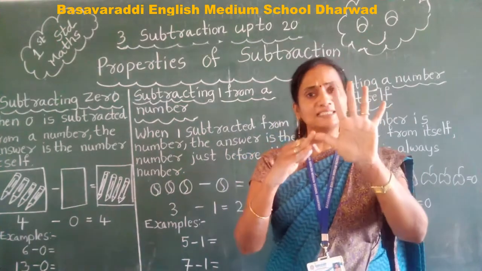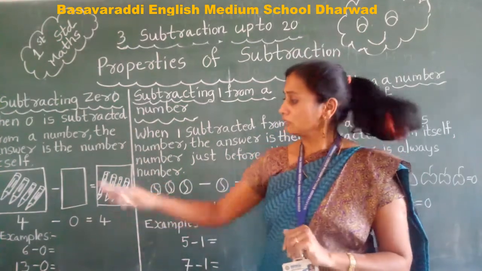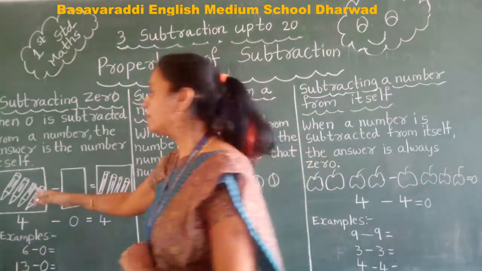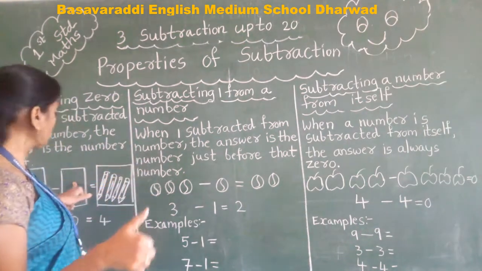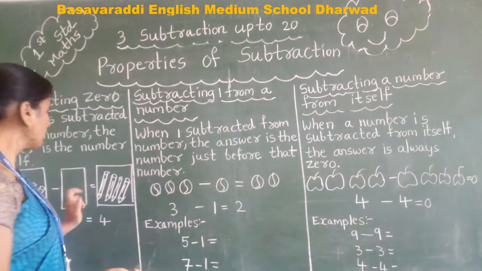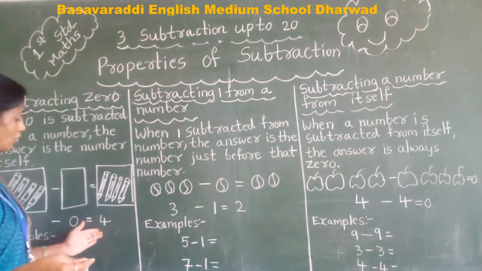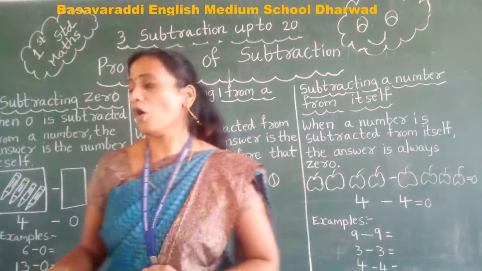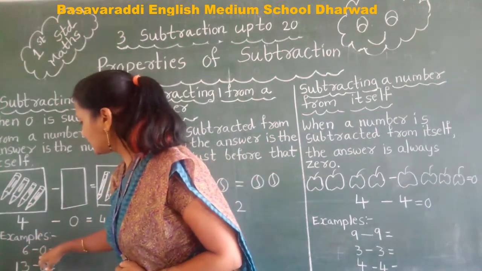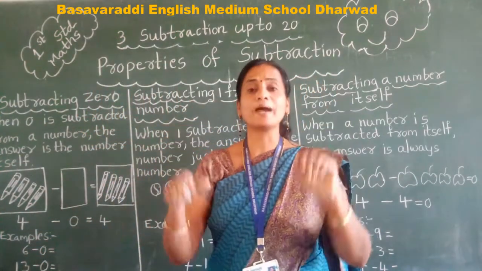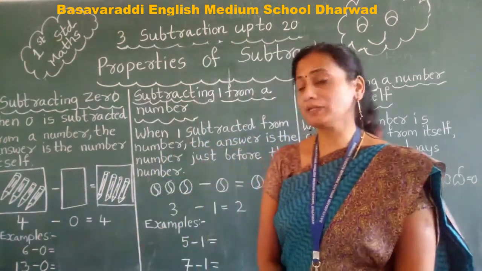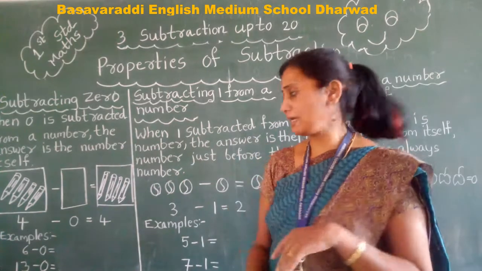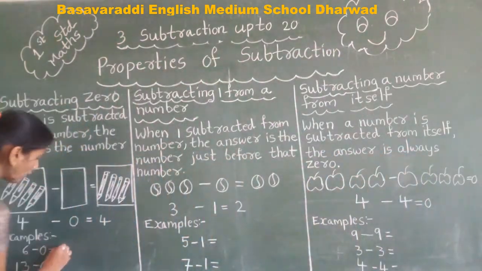The number itself. Let us see here. There are 4 pencils. How many pencils? 1, 2, 3, 4. So here it is nothing, and nothing means the remaining is itself. 4 minus 0 is 4 only. So we will move on to the examples. 6 minus 0. 0 means nothing. So how many remain now? 6 only.